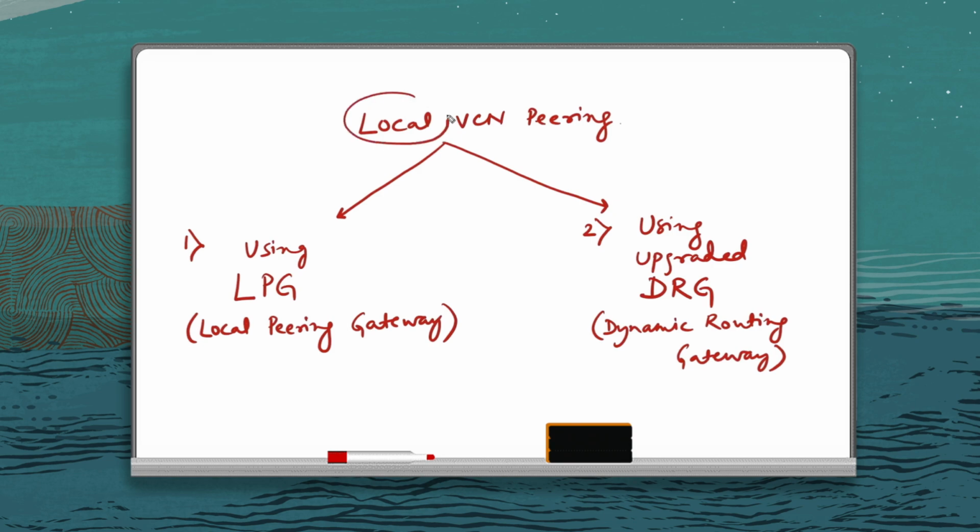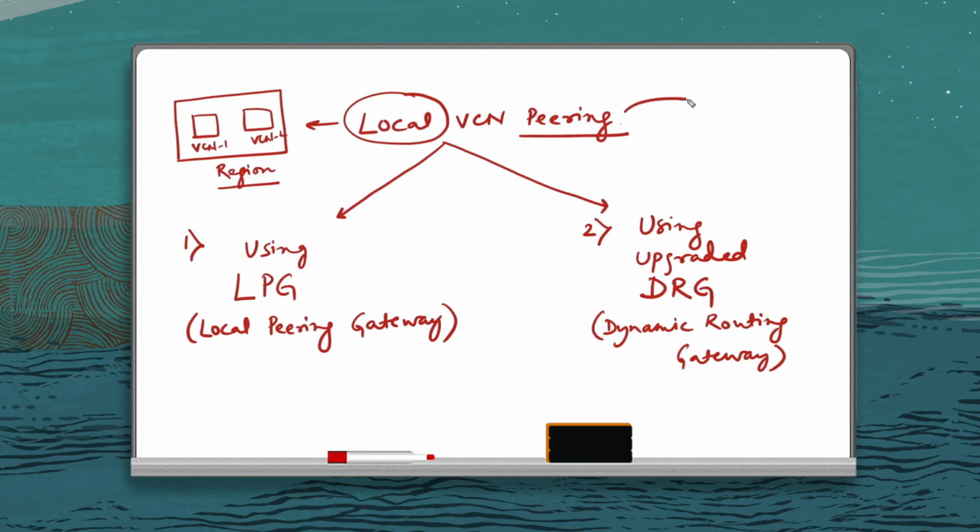Let's break this word into two parts. Local means when we are trying to establish communication between two different VCNs, both the VCNs will be in the same region. That is the meaning of local here. And peering basically means you are going to connect the two VCNs. And when I say connect, I mean privately. So these are the two types of local VCN peering.